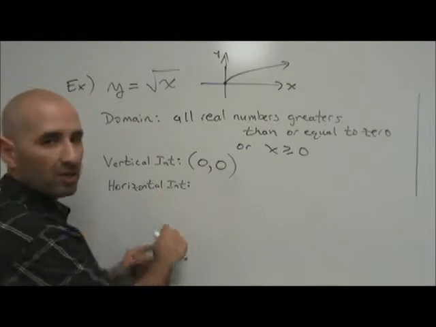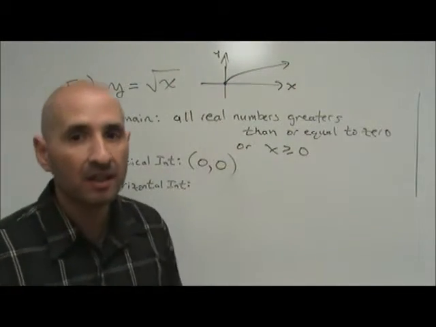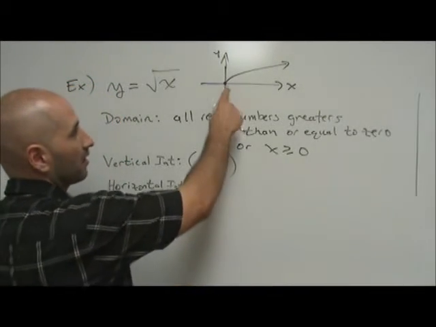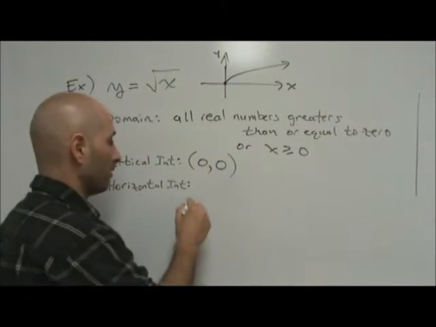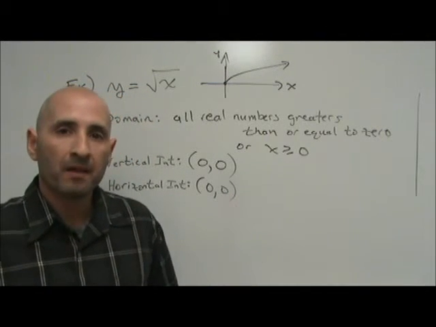So let's go after the horizontal. Well, the idea is, where does this graph cross the horizontal axis? And it doesn't take much to understand that it crosses it at the origin as well. So this is a special case where the vertical and horizontal intercepts are the same.